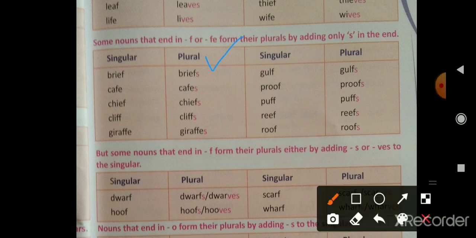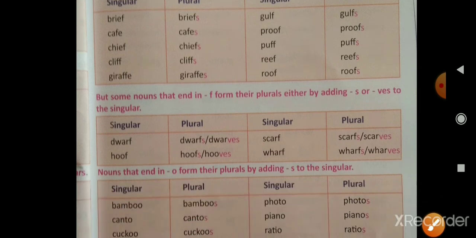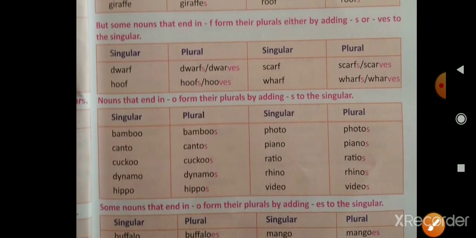First is briefs, then cafes, chiefs, cliffs, giraffes, gulfs, proofs, puffs, reefs, and roofs. Okay, now you all are expected to read all these words very carefully.